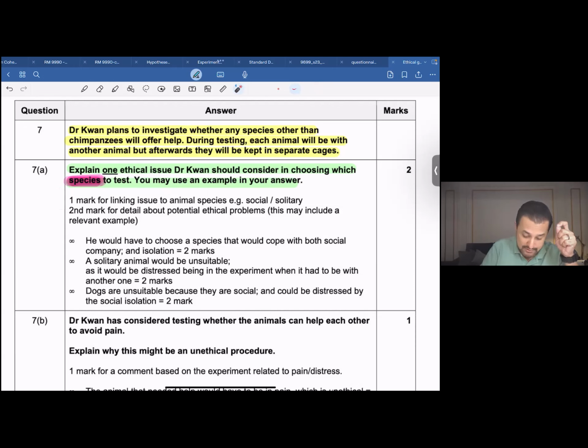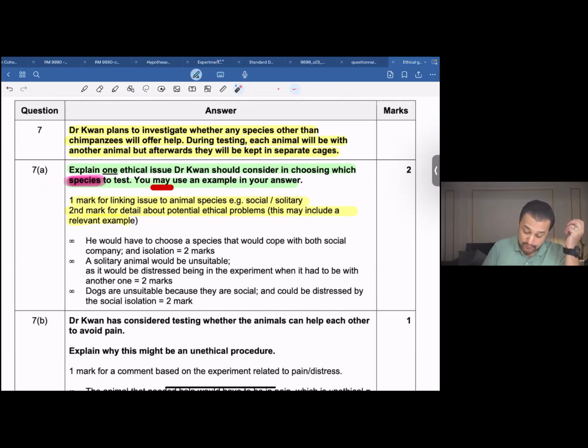So how do you get marks in this one? You may get 1 mark for linking issue to animal species. You get the second mark for detail about potential ethical problem. This may include a relevant example. So remember, this says may. If it says may, it's on your discretion. If you want to use an example to secure that second mark, do it. If you think you can secure that second mark without using an example, that works fine too.